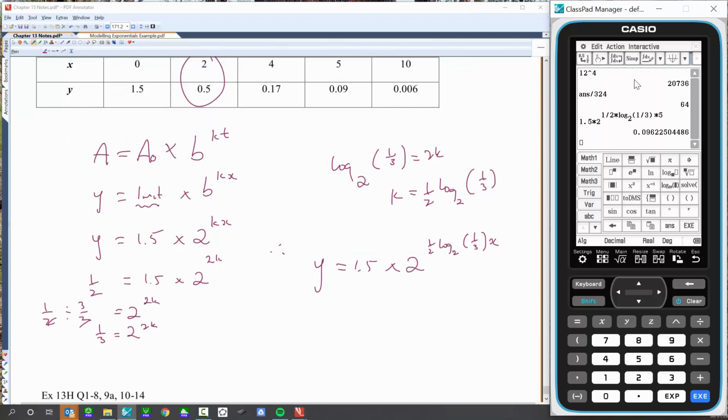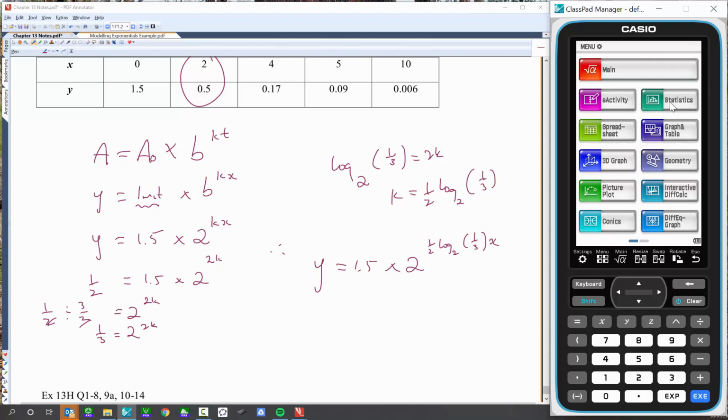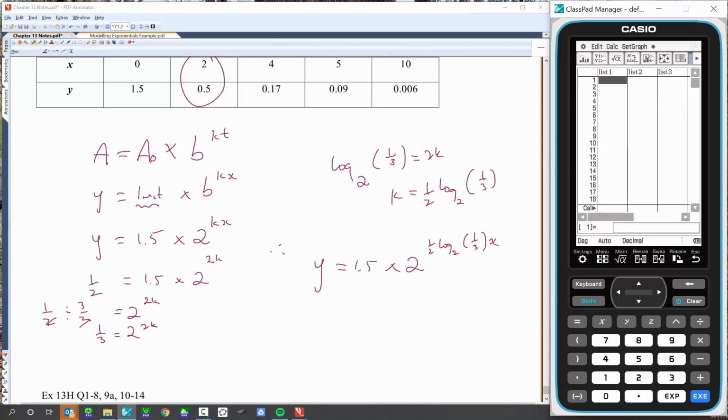Now there's another way to get models. Another method that the book explains, and it's my less preferred method, is to go to statistics and type your x values into list 1, 5 and 10, and the y values 1.5, 0.5, 0.17, 0.09, 0.006. Now don't worry when you see that, that's just 6 by 10 to the negative 3, which is in fact 0.006.